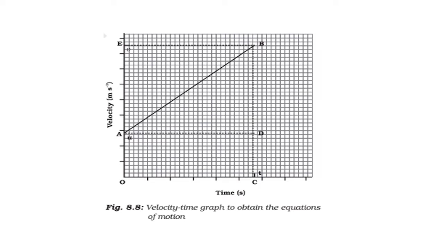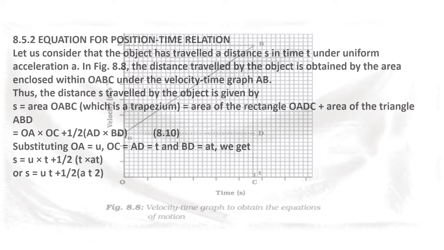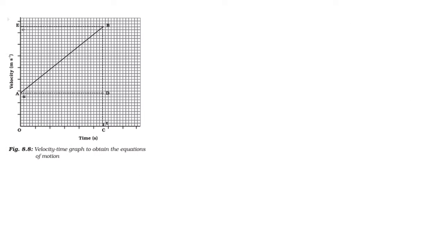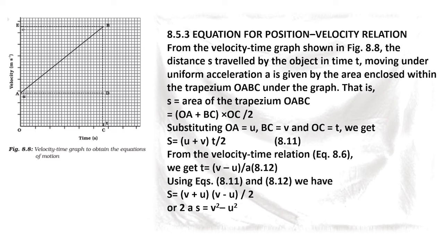Let us try to understand the equation for position and time relation. Read the following paragraph to understand how the values are derived. Let us now understand the equation for position-velocity relation. Read the following paragraph to understand how the values are derived.